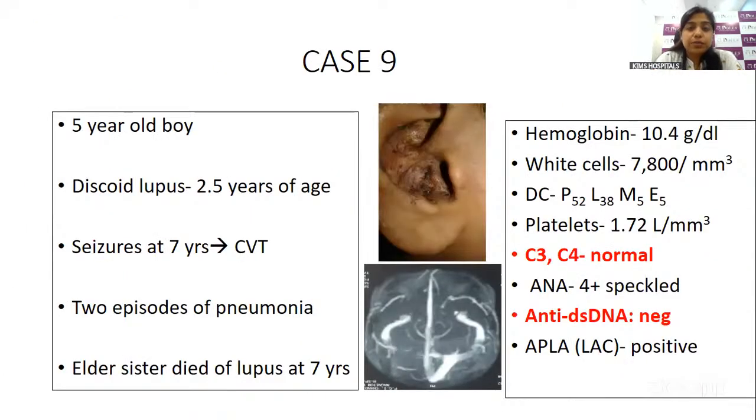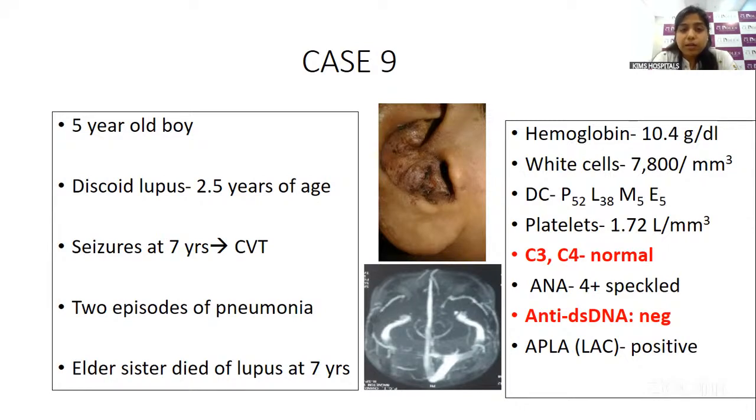Coming to the next case. The next case is a 5-year-old boy who had a discoid lupus at 2.5 years of age. And at 7 years, he had a CVT presenting with seizures. When we review the history, he also had 2 episodes of pneumonia. And in family history, the eldest sibling died of lupus at 7 years. This child also had a stormy course, and the sibling death suggested there is something behind this lupus.